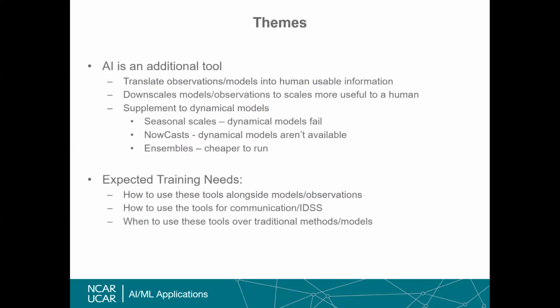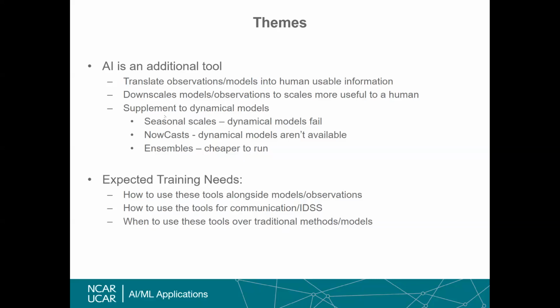And so I'm just gonna give a few themes here where I think AI is going in the meteorology world. So AI is really more of an additional tool than it is, I think, replacing anything like a dynamical model that we have. So it's being used to translate observations or models into more human usable information, such that the forecaster doesn't have to do that and they can focus on communicating with their partners. It downscales models or observations to scales more useful to a human. That's something like the satellite imagery with the wildfires that we saw.